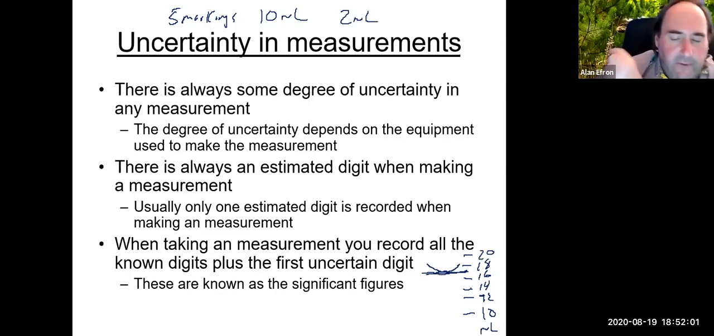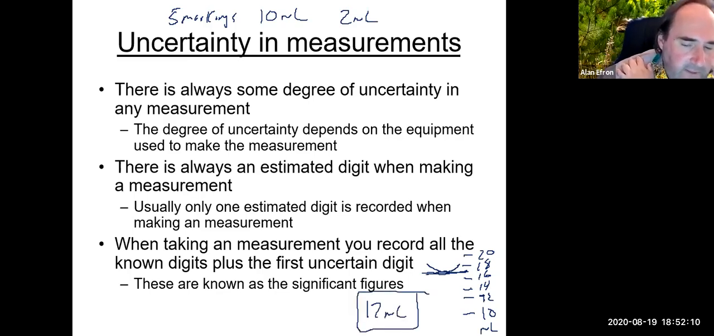And the best you could do on this particular scale is between 16 and 18, which is 17 milliliters. Which would mean, hopefully you would know, this has two significant figures in this case. The one being our certain number, the seven being our uncertain number. And that means that this could be as big as 18 milliliters, or it could be as low as 16 milliliters going the other way.